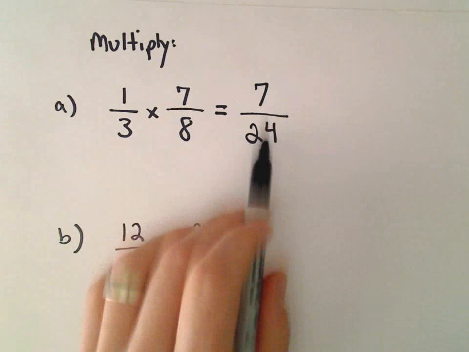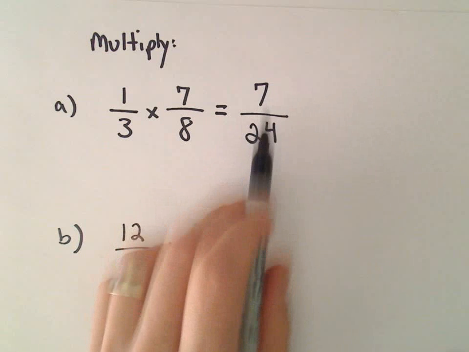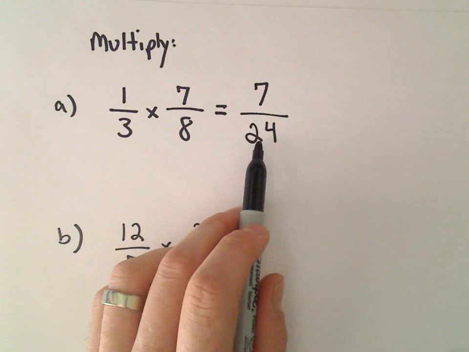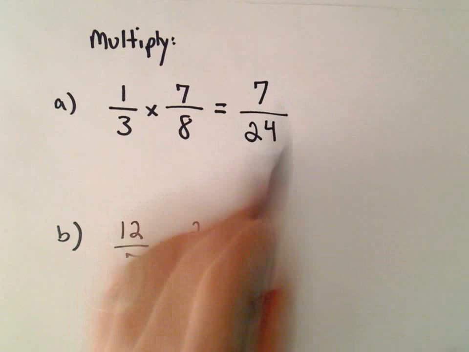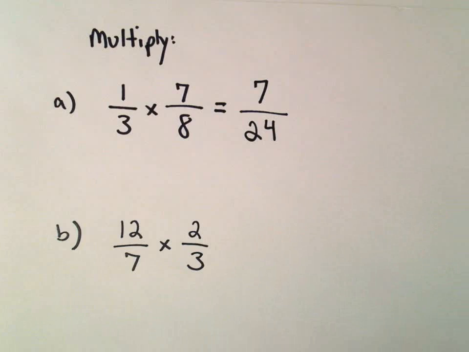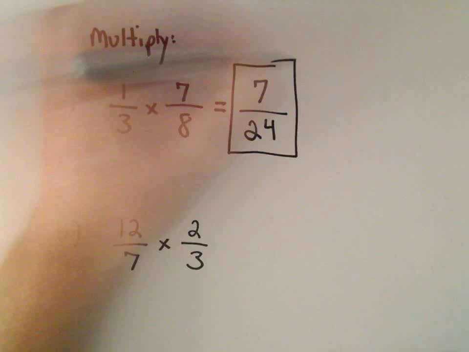Again, you want to try to reduce your fractions, but here there's no common factors of 7 and 24, other than 1, that we can cancel out and that will allow us to reduce things.